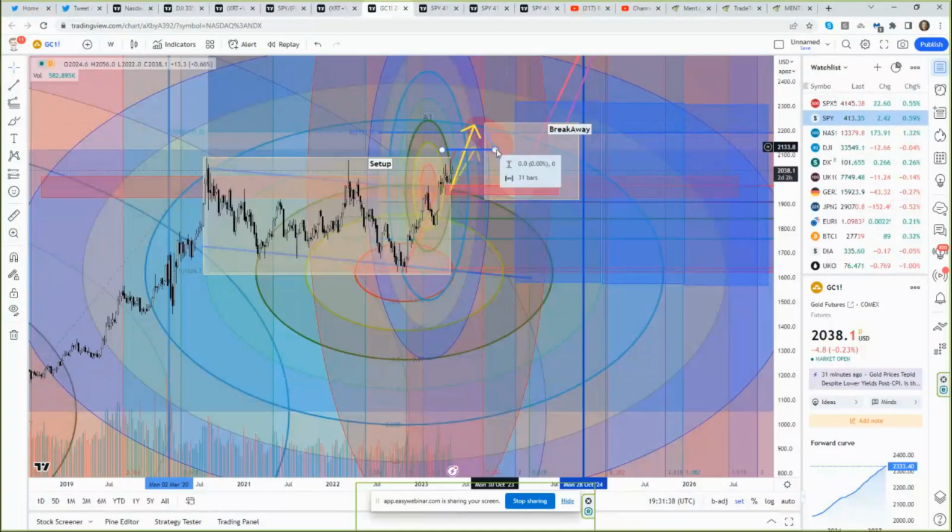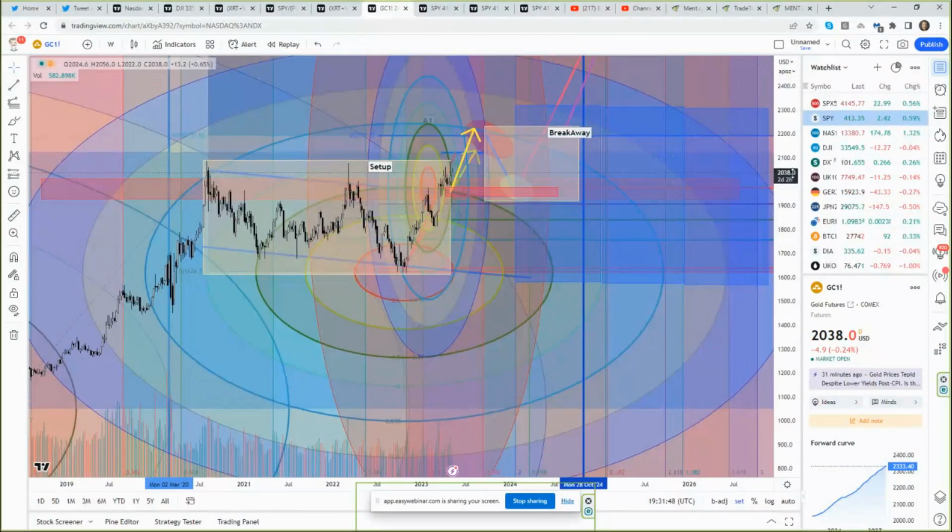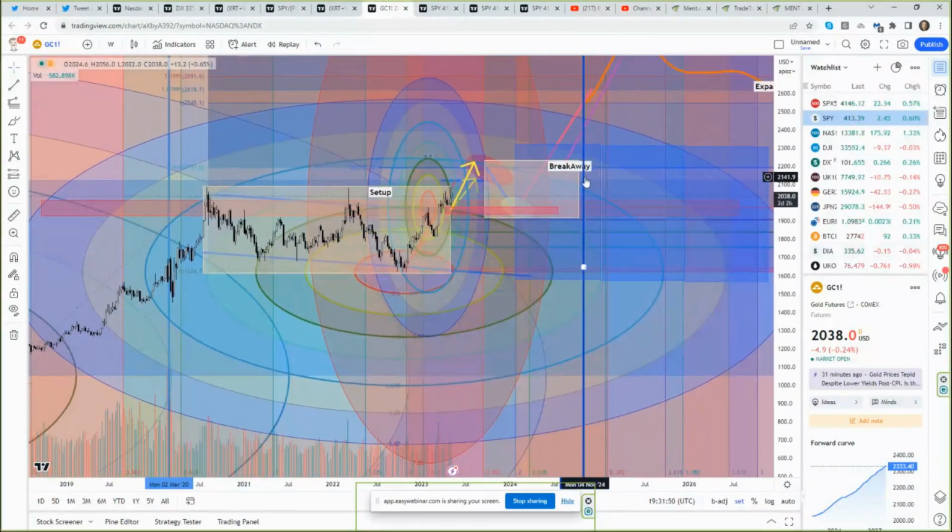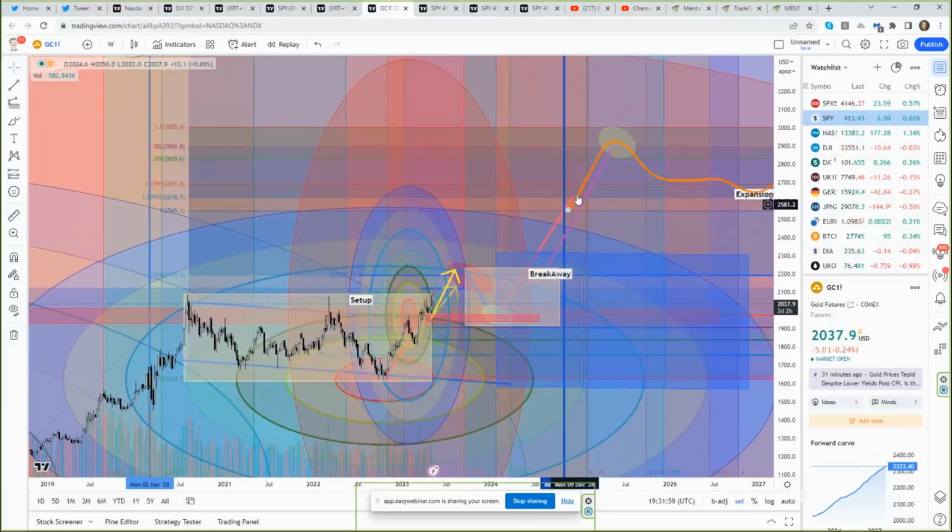Then we're going to see a pullback, and we're going to see some consolidation back in this lower range, moving into a breakaway phase, and likely attempting then around 2024, around the election, moving November 2024 into a big, broad, upward phase. Now, this is going to catch a lot of traders off guard.